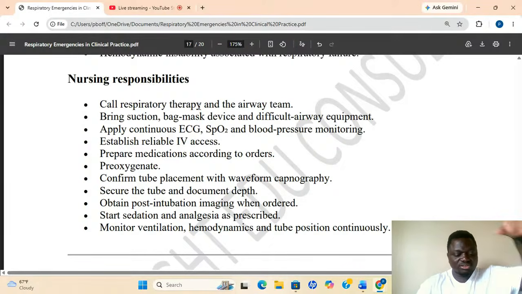Breathing oxygen. Is there oxygen in the tank? Everything bagging. Okay. So mostly the A side, the airway side, the anesthetist or the respiratory therapist will do. The B side, the nurse must do. Your oxygen, your ambu bags, your difficult airway equipment.